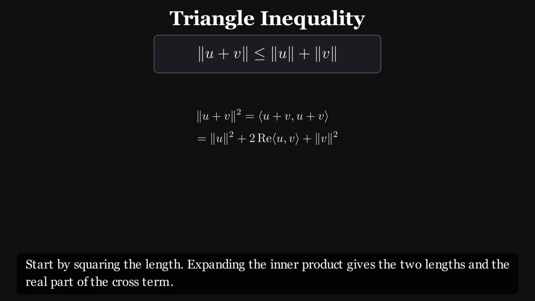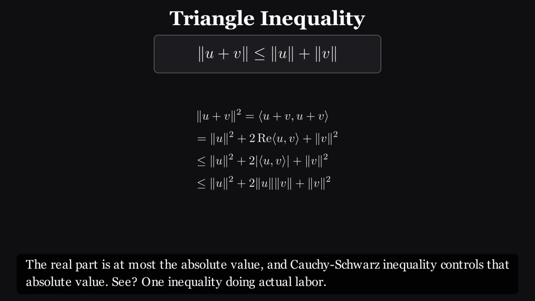Start by squaring the length. Expanding the inner product gives the two lengths and the real part of the cross term. The real part is at most the absolute value. And Cauchy-Schwarz inequality controls that absolute value. See? One inequality doing actual labor.